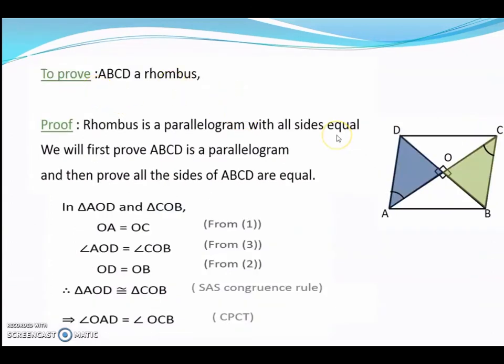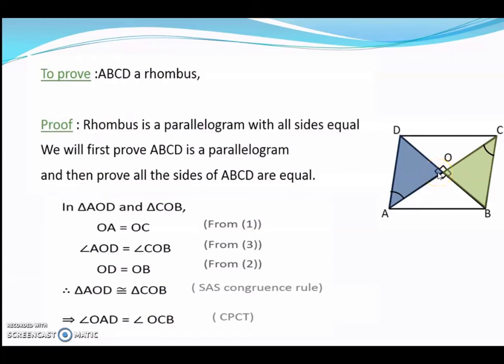So first thing that we need to prove for that is it is a parallelogram. First prove it's a parallelogram. Then prove that all sides are equal. Then you can prove that it is a rhombus. So first we will consider these two triangles AOD and COB. Now in AOD and COB, we will take these two angles. 90-90 it is given to you because diagonals are bisecting at right angles.